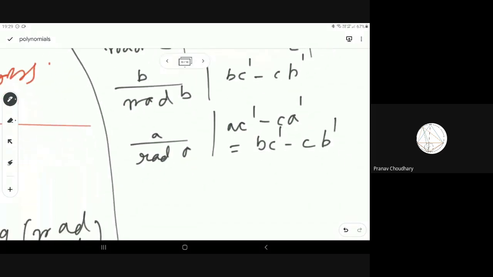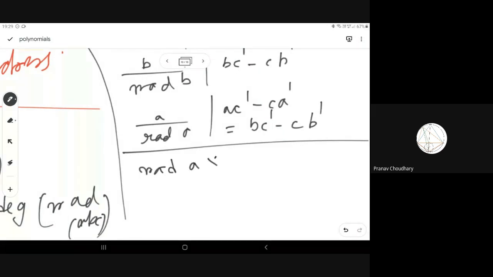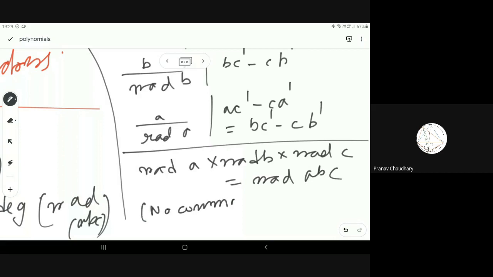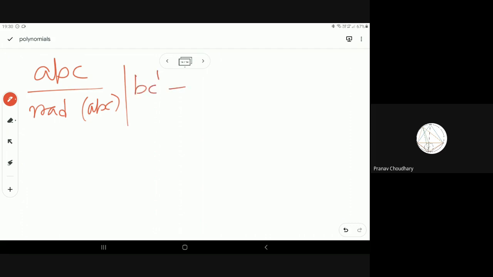So what is the takeaway from this? Also recall that a, b, c are relatively coprime. Hence, if you take rad a times rad b times rad c, since they do not share any common prime factor, it is equal to rad abc. So rad a times rad b times rad c equals rad of abc, because of no common factors from the GCD condition. So we can combine all three divisibilities and write that abc divided by rad abc divides bc' minus cb'.